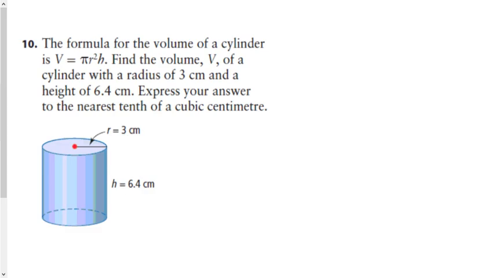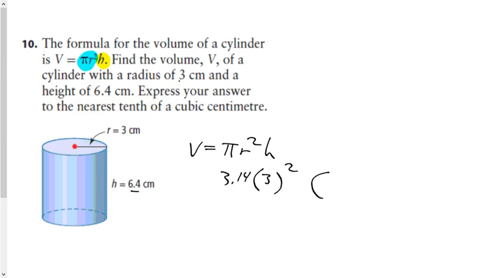Question 10. The formula for the volume of the cylinder is volume equals the area of the base, since the base of a cylinder is a circle, multiplied by the height of the prism, right there. Find V for a cylinder with a radius of 3 and a height of 6.4. So, volume equals pi r squared times h, 3.14, radius is 3 squared, multiplied by the height, which is 6.4. We have this BEDMAS question. We're going to do exponents first. 3.14 multiplied by 3 squared, which is not 6, it's 9.